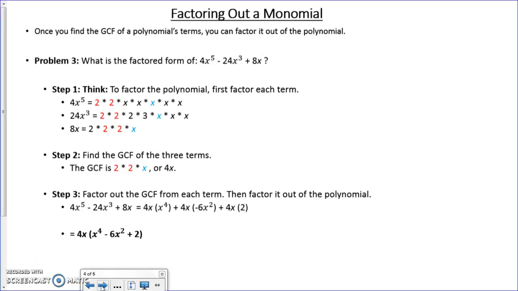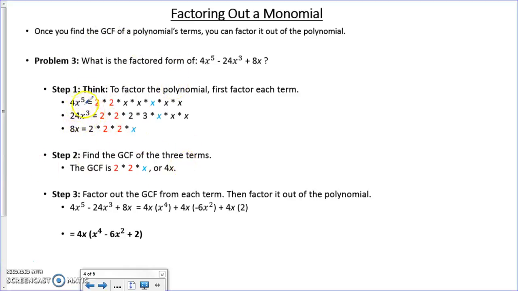Factoring out a monomial. Once you find the GCF of a polynomial's terms, you can factor it out of the polynomial. Problem 3. What is the factored form of 4x to the 5th minus 24x cubed plus 8x? Step 1. Think. To factor the polynomial, you first have to factor each term, list the prime factors, and then you have to find the GCF.